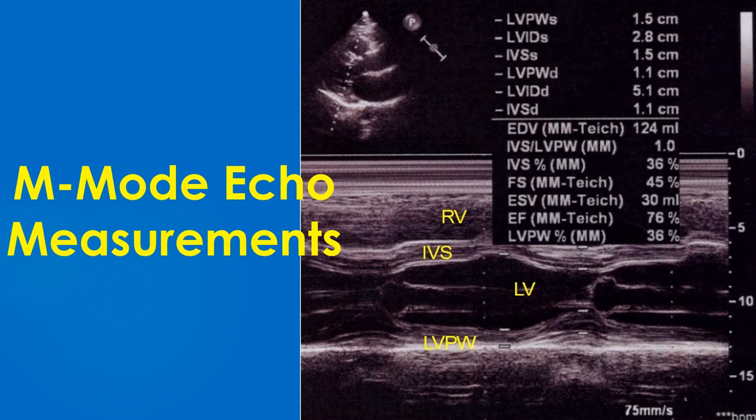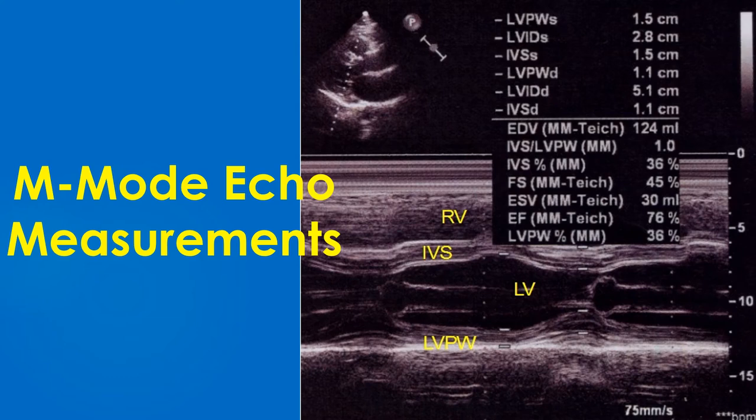IVS percent, systolic thickening of the interventricular septum. Systolic thickening is reduced in scars of myocardial infarction as well as in hypertrophic cardiomyopathy. FS, fractional shortening. ESV, end systolic volume.